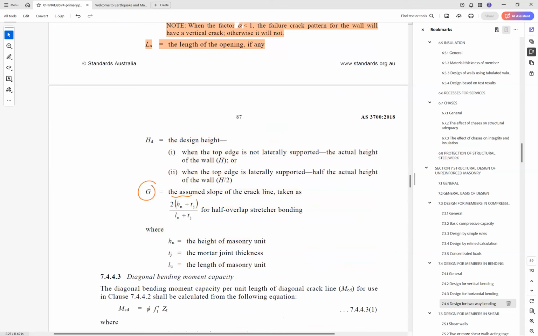G is the assumed slope of the crack line, equal to two times (HU plus TJ) over (LU plus TJ). HU is the height of the masonry unit, TJ is the mortar joint thickness, and LU is the length of the masonry unit.